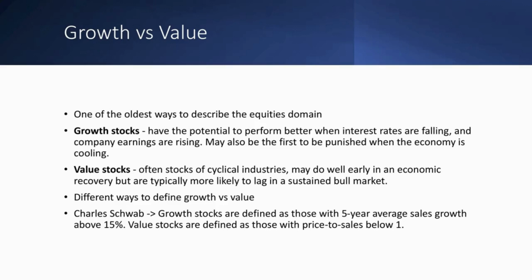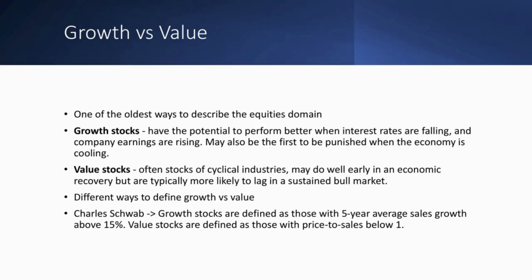So what's more important is agreeing upon a definition of how we can define growth versus value before we start examining performance. For example, Schwab defines growth stocks simply as those with 5-year average sales growth above 15%, while they define value stocks as those with a price to sales ratio below 1. The point is there's a lot of different ways, and we'll talk about one of the more widely adopted methods here in a second, but I wanted to point out why this is important.